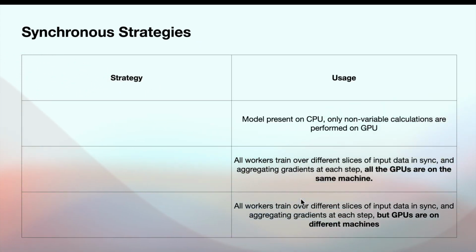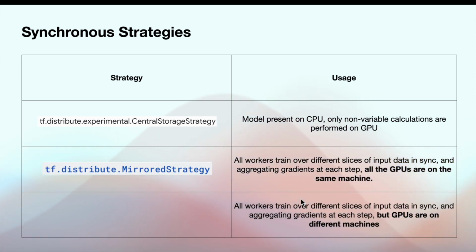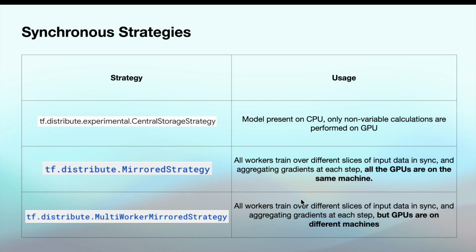So if you have a machine with one CPU and one GPU, your best strategy would be a central storage strategy, which would just perform non-variable calculations like calculating the gradients or partial gradients on the GPU. Most of the other stuff would happen on the CPU. If you have a machine with multiple GPUs, but they are all on the same machine, the best strategy for you would be mirrored strategy. If you have a mesh of systems where multiple GPUs are present over many different machines, the best strategy for you would be the multi-worker mirrored strategy.